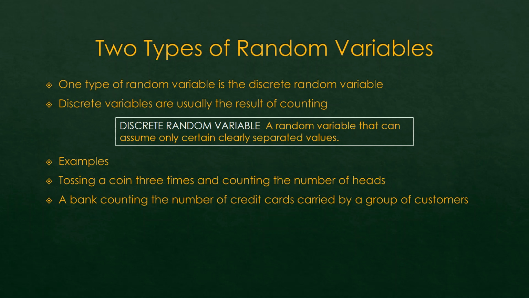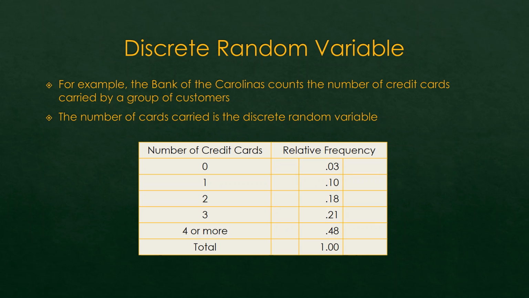It's either heads or tails. A bank counting the number of credit cards carried by a group of customers. They have a certain number of credit cards. They can't have half of a credit card. They either have 3 or 2 or 1 or more than that, but it's a whole number. So, for example, the Bank of the Carolinas counts the number of credit cards carried by a group of customers. The number carried is a discrete random variable.